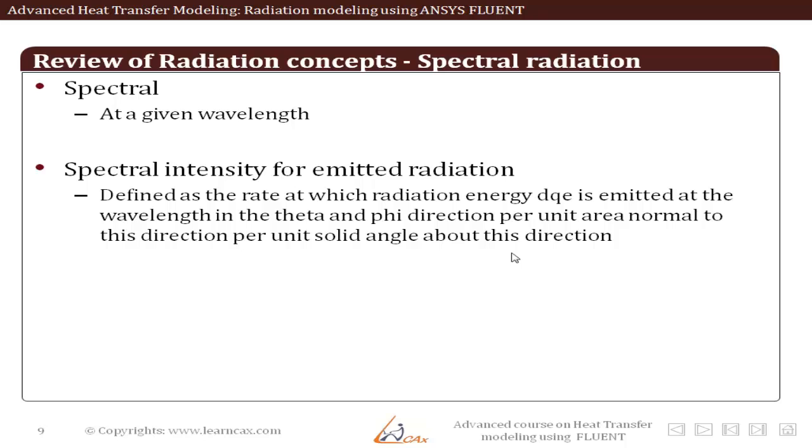Thermal radiation is no exception to this. So it also has wavelength defined, and the amount of radiation also varies with wavelength. Spectral is the term used to define at a given wavelength. So spectral intensity is defined as the rate at which radiation energy dGe is emitted at the wavelength lambda in the theta and phi direction per unit area normal to this direction and per unit solid angle about this direction. So now we have even narrowed down the definition of intensity.